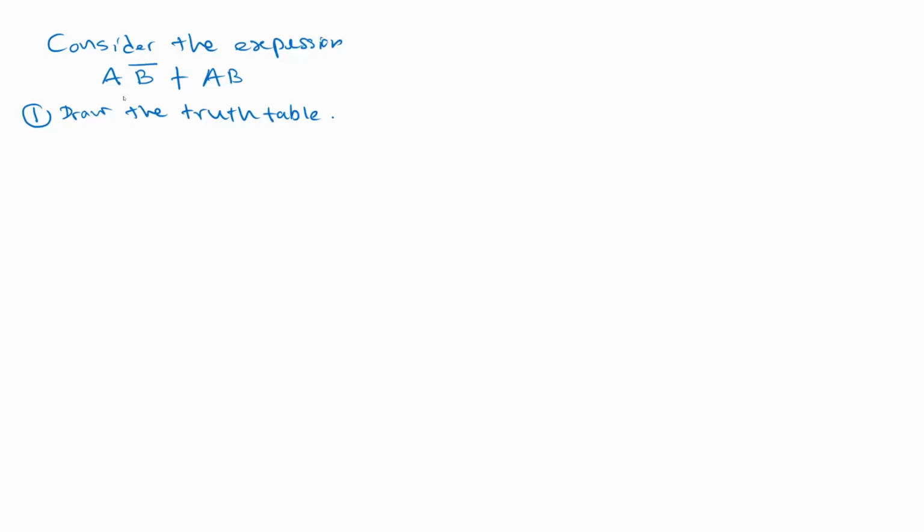Write this down. Consider the expression A B bar plus AB. Draw the truth table. This is something like the Z I wrote earlier. When it says Z equals this, you have to draw the truth table from this side. Right? You have to draw the truth table from this side. Okay?